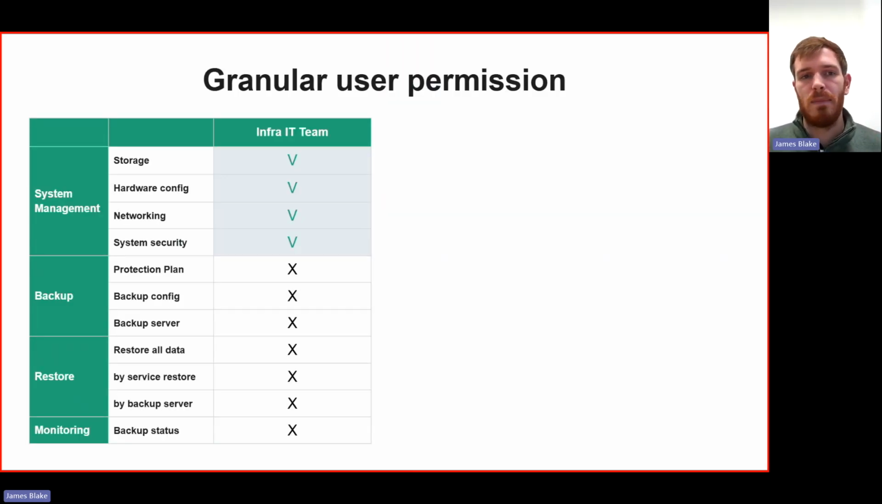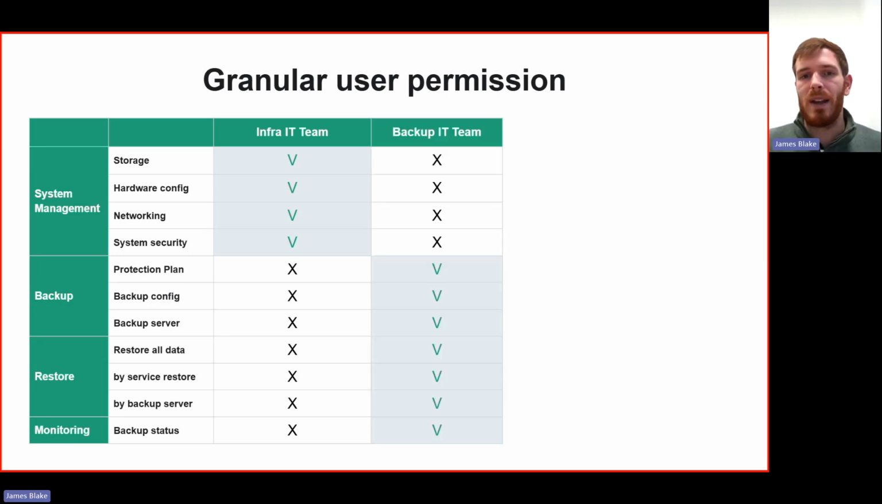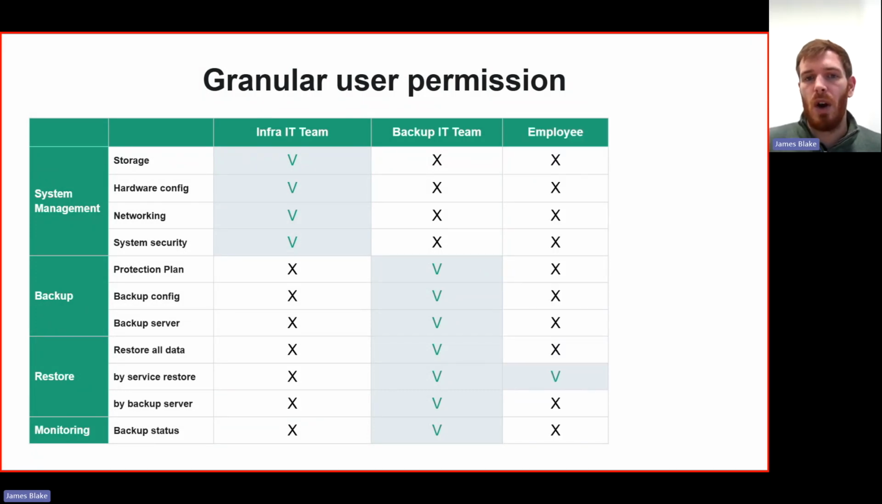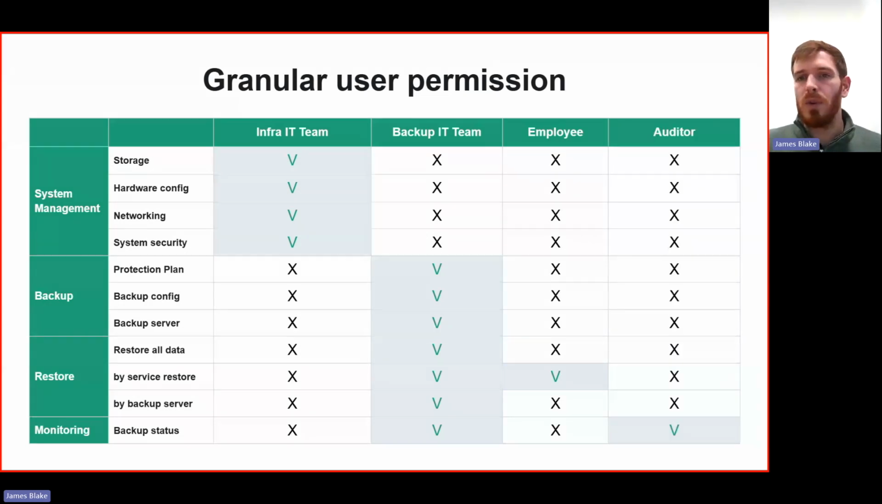If you've got an infrastructure team, they might need to have the complete system management, so the storage, hardware configuration, the networking. However, if you've got a backup team, they'll obviously need to control all the backup software aspects, the protection plan, the backup plan, restoration of any data. But you might actually also want to give that restoration of personal data to the employee themselves, allowing self-restoration, but no access to anything else on the system. And of course, should you need to do an audit of this, then an auditor will obviously need to have access to all the logs on that system.